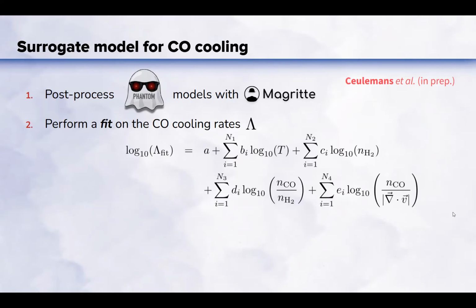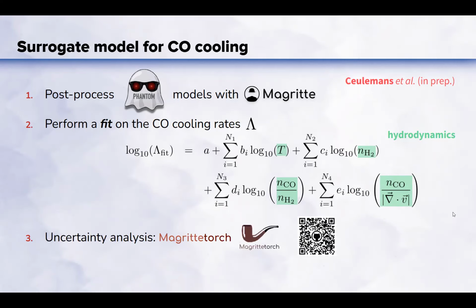It's a big formula, but what's important is that this formula depends only on parameters we can get from hydrodynamics. So if we can fit a bunch of models, we can later just use this formula within Phantom, and we assess the cooling rates much faster than doing the whole ray tracing throughout the radiative transfer codes. We also did an uncertainty analysis on this fit, because of course a fit is never perfect. We also need to assess some of the uncertainties on this.